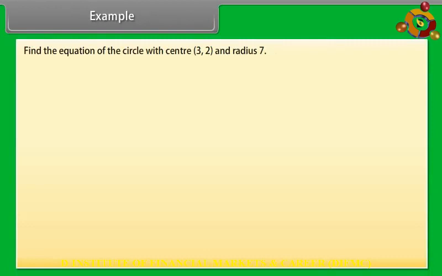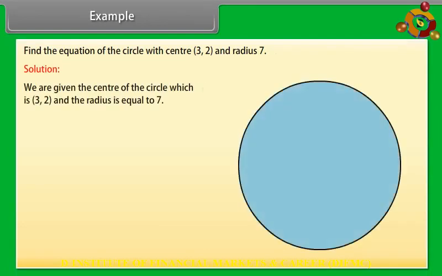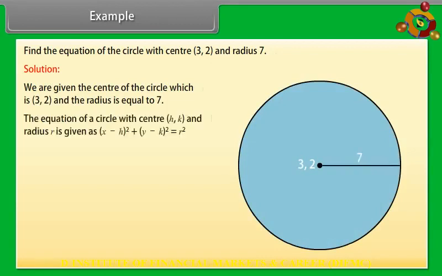Example. Find the equation of the circle with center (3, 2) and radius 7. Solution. We are given the center of the circle, which is (3, 2), and the radius is equal to 7. The equation of a circle with center (h, k) and radius r is given as (x - h)^2 + (y - k)^2 = r^2.